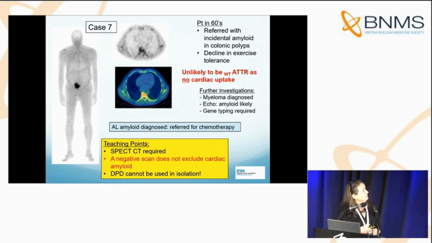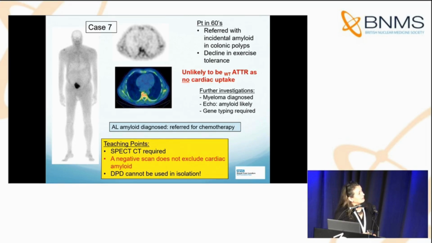Okay, case 7. A patient referred with incidental amyloid on their colonic polyps and also had a decline in exercise tolerance. Again, it's unlikely to be the wild type ATTR as we've got no cardiac uptake. Could possibly be hereditary, but pretty certain it's not going to be the wild type, particularly patients sort of in his 60s as well. So further investigations, myeloma was diagnosed. So this patient has a plasma cell dyscrasia.